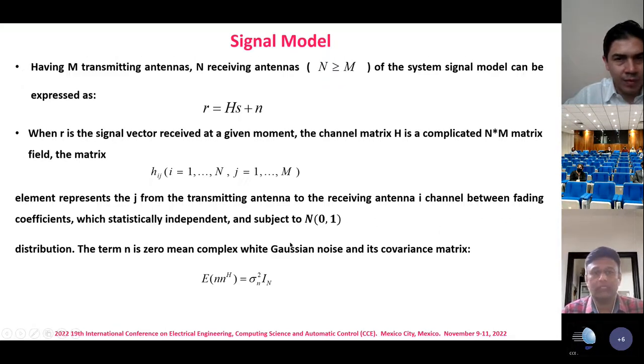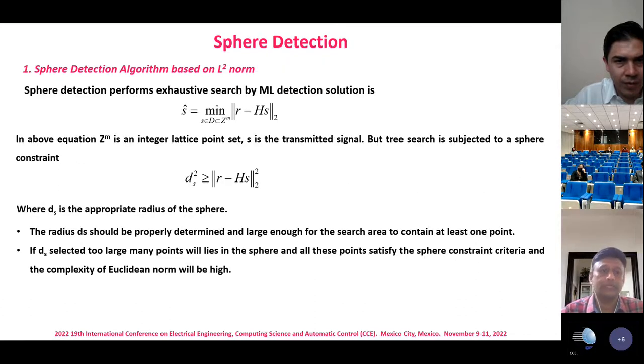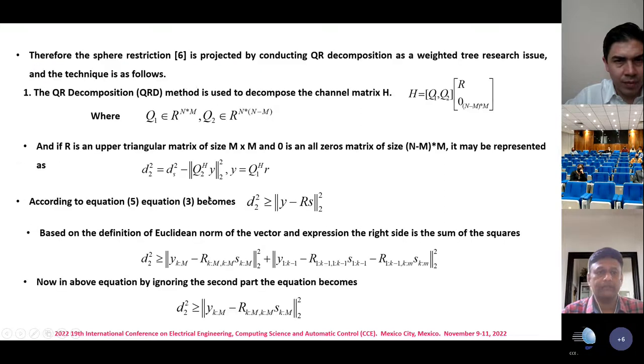This is the signal model which we have used, R equals HS plus N, the general model, and the sphere detection algorithm based on the L2 norm. This is the Euclidean norm, which is simply the square root of the sum of squares of the particular coordinates we are taking. Here we are trying to restrict the radius. This is the expression for that, and these are the equations we have used.